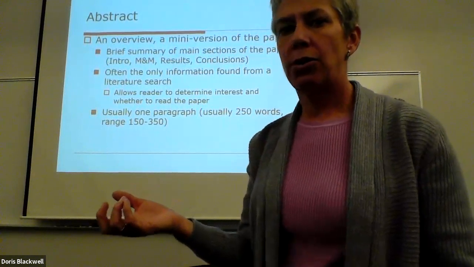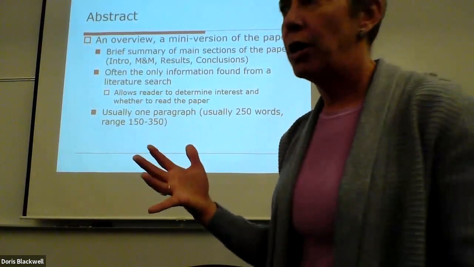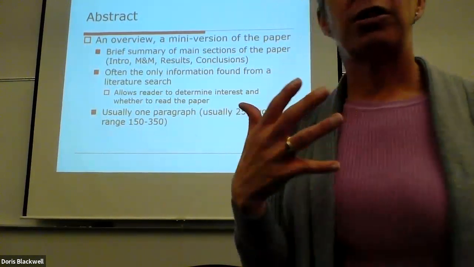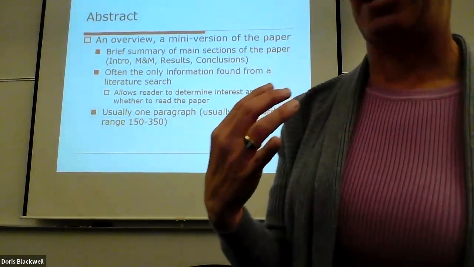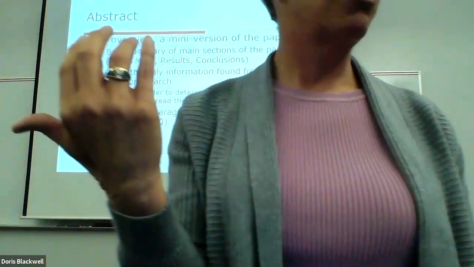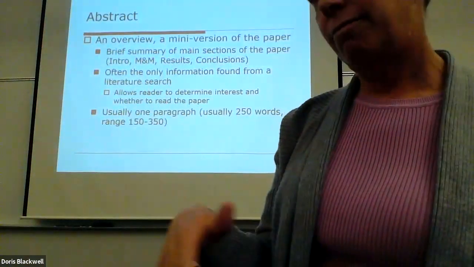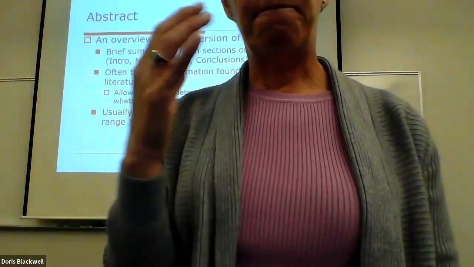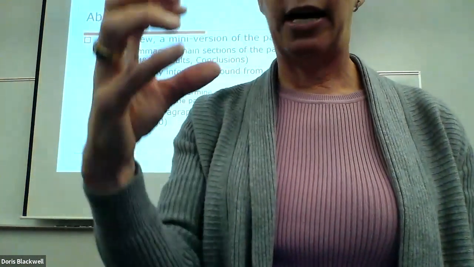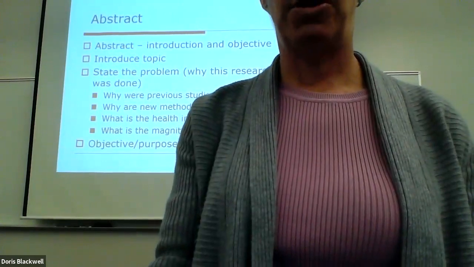Usually abstracts are, on average, about 250 words. I've had them as short as 150, which is hard to write that succinctly, or as generous as 350, right? I could throw words in for fun when you have 350 as the word limit. But again, we're going to be really concise and brief about what we're talking about.